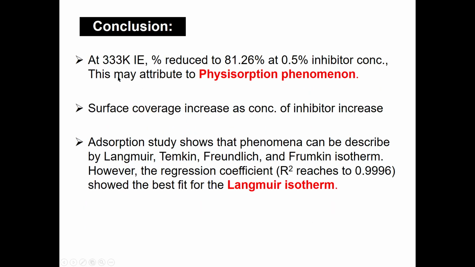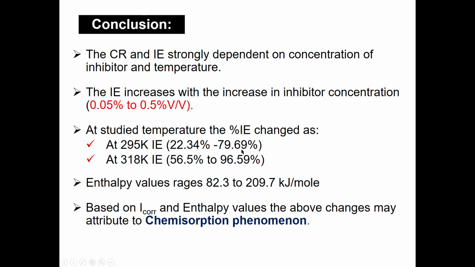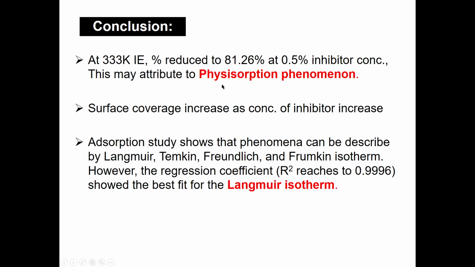While at temperature 333 Kelvin, at the higher temperature, inhibition efficiency reduced, and also the values of the enthalpy as compared to the lower temperature are low. This shows that it is a physisorption phenomenon. And we found that the surface coverage increases as the concentration of the inhibitor increases. It is due to the presence of functional groups which are adsorbing on the surface of the metal.